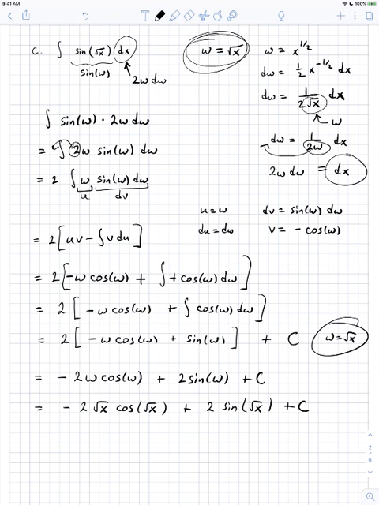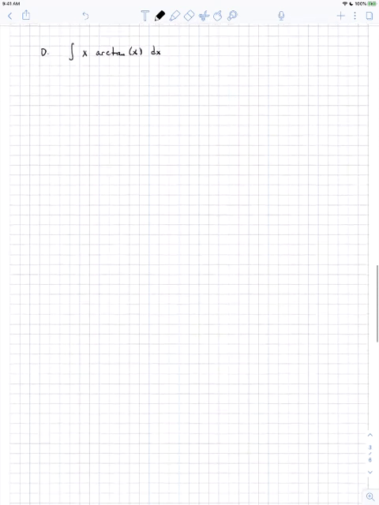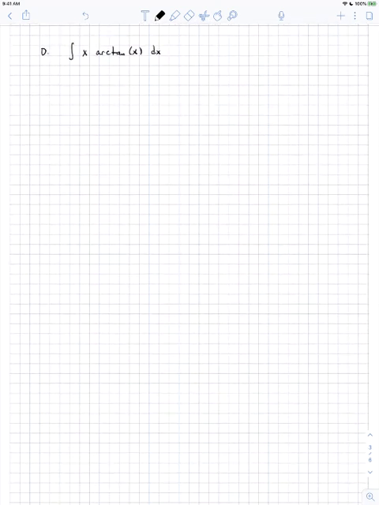Let's do another example. Here it is. The integral of x arctangent of x.